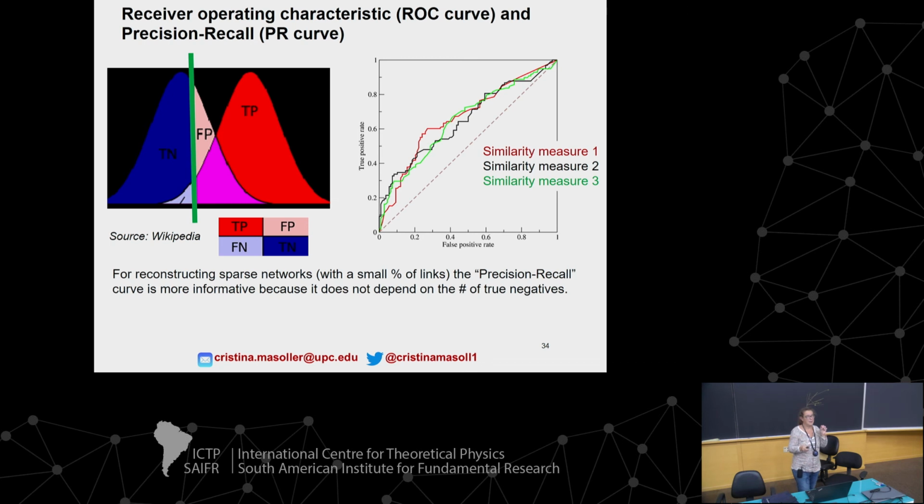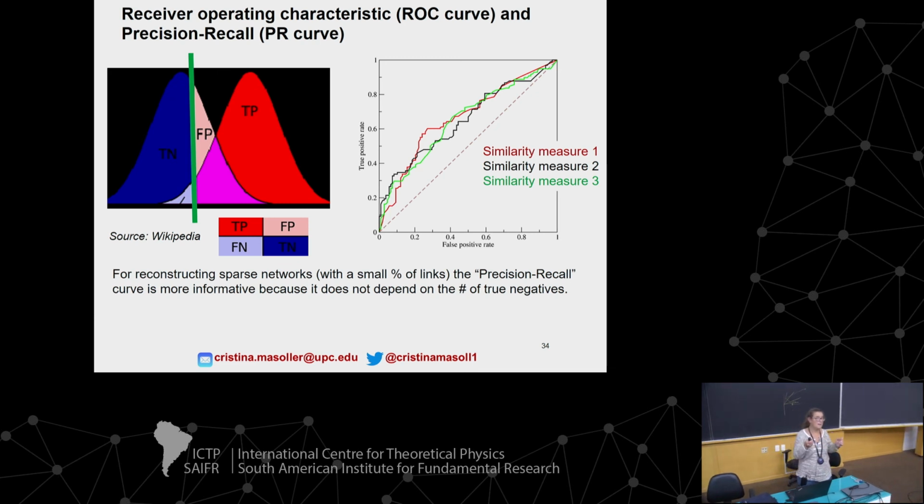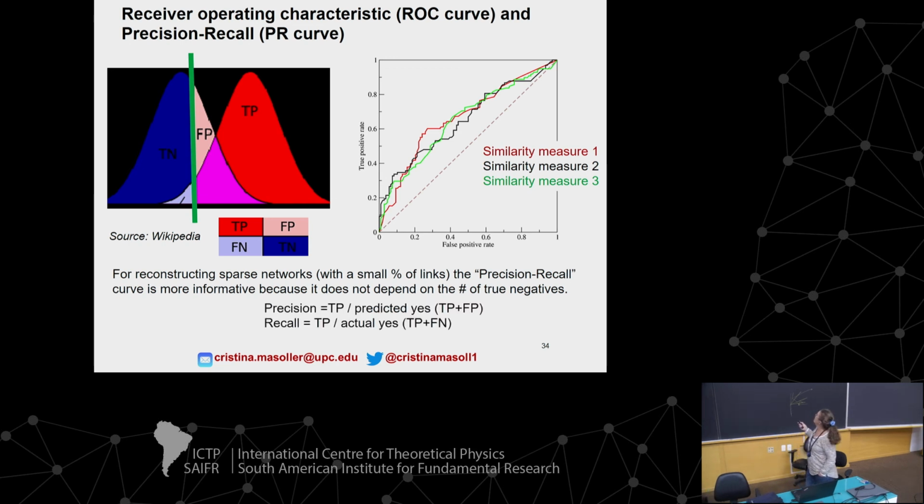When you have to classify and the classes are unbalanced, for instance, if you have a network and it's sparse, most of the links do not exist, then it's more informative to do a plot that is similar to this one, but it's called precision recall. And this is because, again, I don't want to go into details, but these two numbers do not depend on the number of negatives, whether there are 1,000 links that do not exist or 10,000 links that do not exist. It allows you to detect few elements.